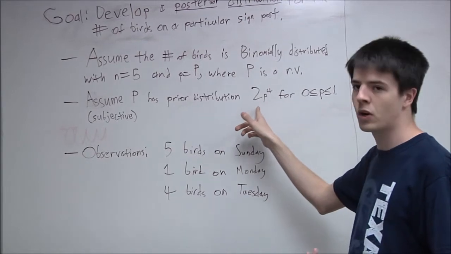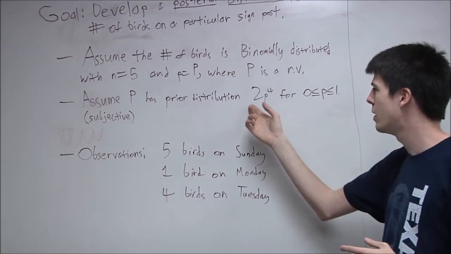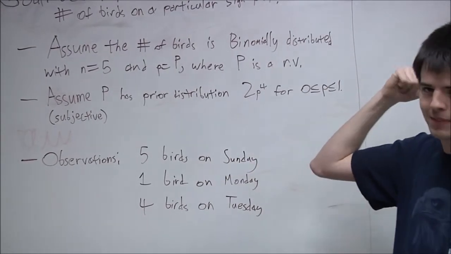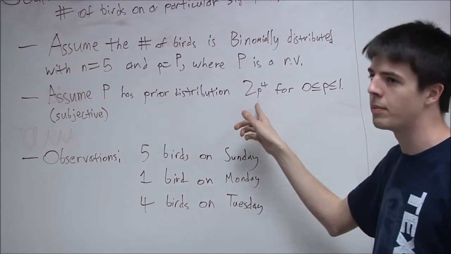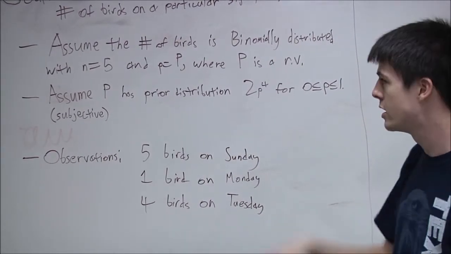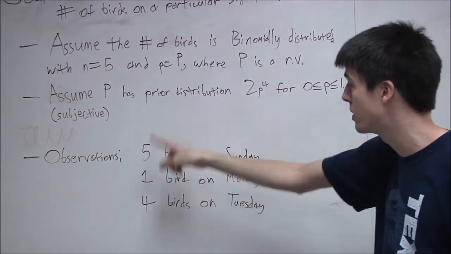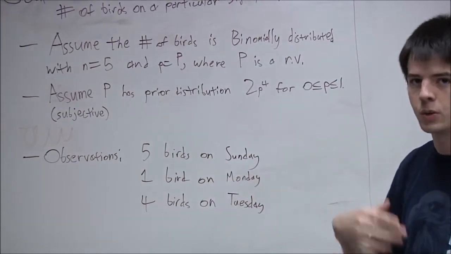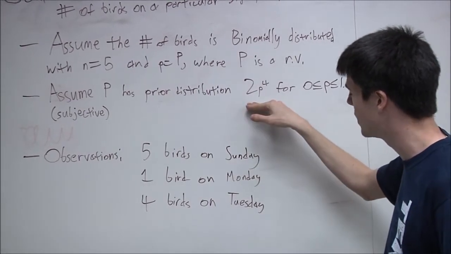The way we developed this current one is purely subjective. I didn't use any particular logic to develop 2p to the 4th beyond it just being easy to calculate. But honestly, in practice this is usually based off of an educated guess. Even then, it's not very educated, because the purpose of doing this problem is to start with an uneducated guess and use observations to update your guess into an educated posterior distribution. So we're just going to be starting with 2p to the 4th for now.